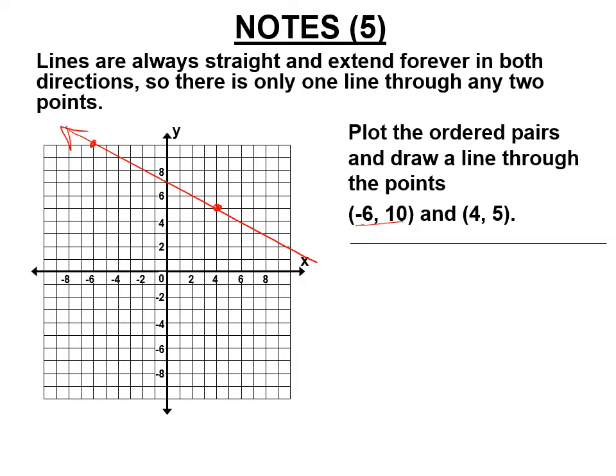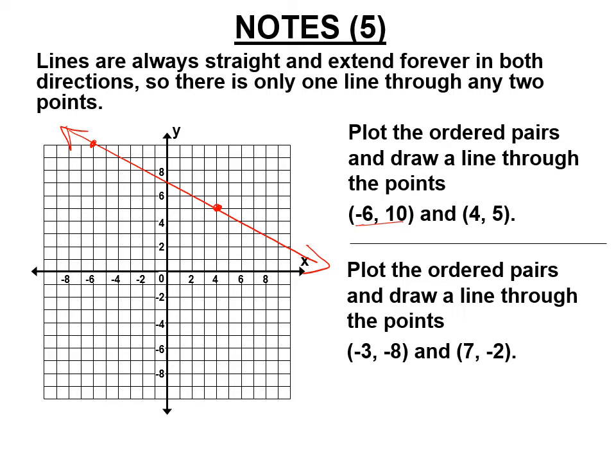A line has arrows on both ends, and you want to make it long enough because these lines go on forever, right? And we want to show that with the arrows. They don't stop at 10 and negative 10. I'm going to do a different line on the same graph. So we have -3, -8 down here, and 7, -2 down there. And we're going to draw the one and only line that goes through those 2 points.